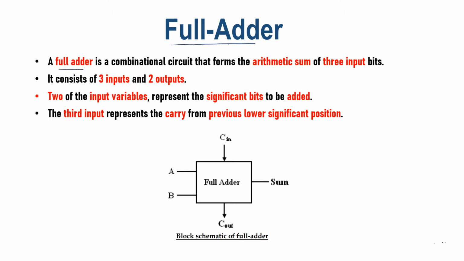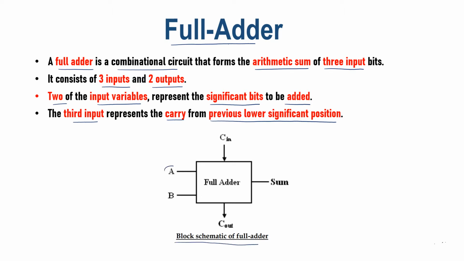A full adder is the combinational circuit that forms the arithmetic sum of three input bits, and it consists of three inputs and two outputs. Two of the input variables represent the significant bits to be added. The third input represents the carry from the previous lower significant position. As per the statement given, now let us see with the help of the block diagram.